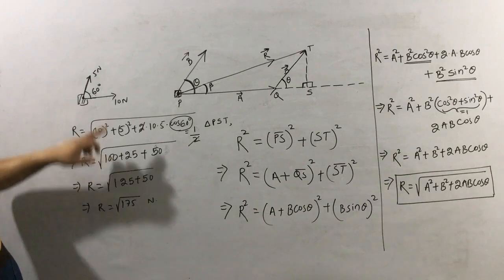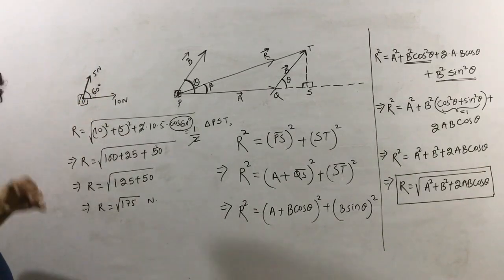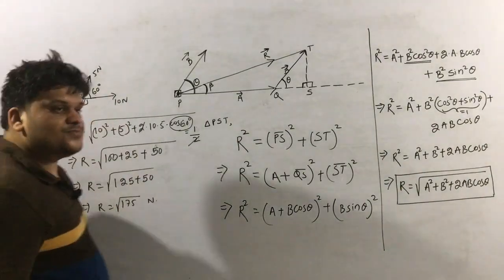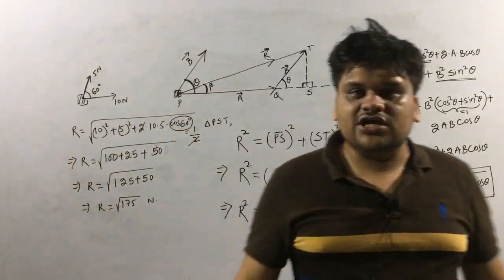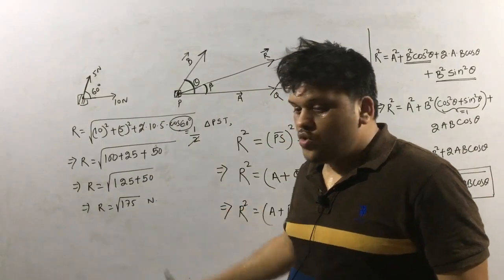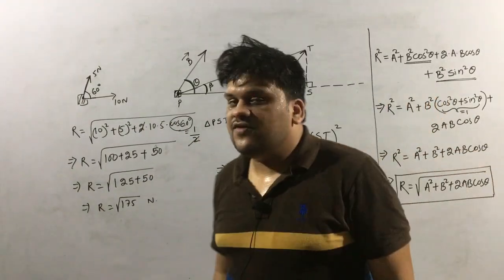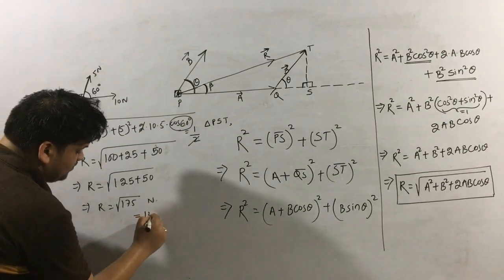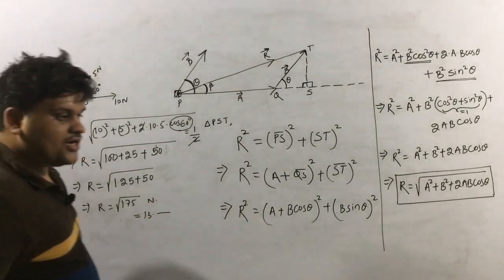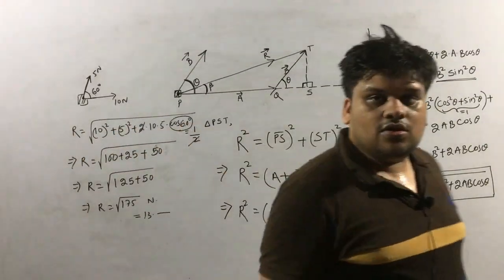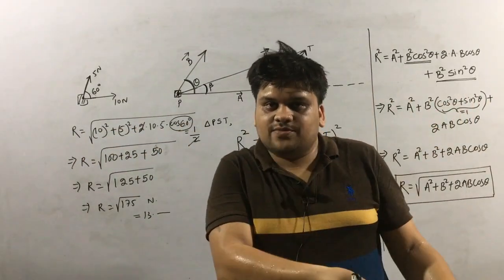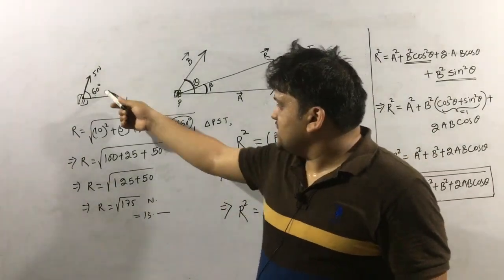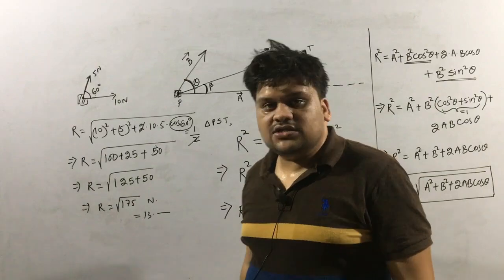It means if these two forces, 10 Newton and 5 Newton, act on an object, neither will they give you 10 minus 5 equals 5, nor will they give you 10 plus 5 equals 15. How much are they giving you? Root over of 175. It will come 13 point something. If you calculate, you will get 13 point some Newton. And obviously if you change the angle, you will get different answers.